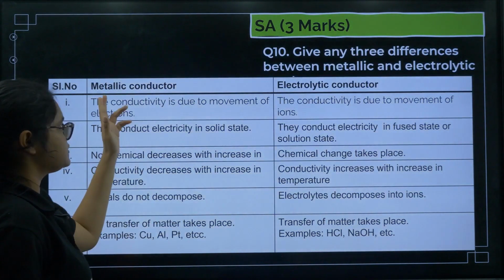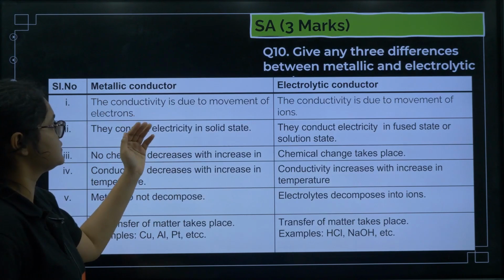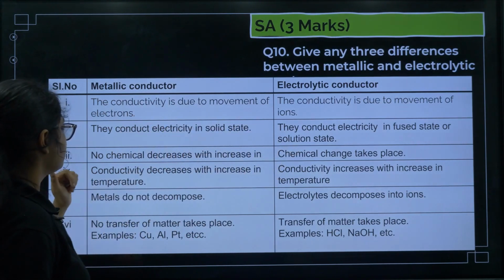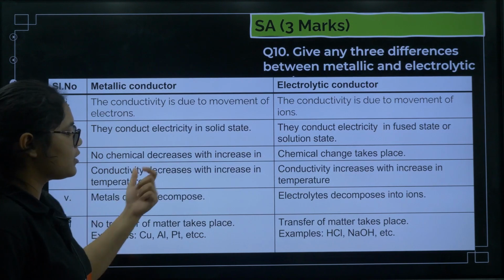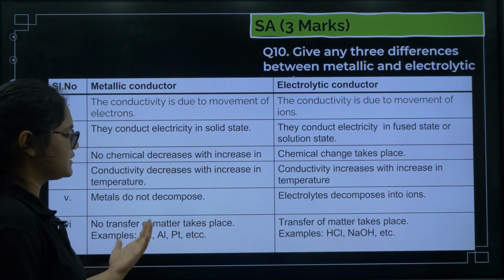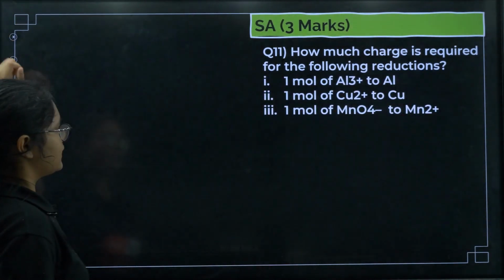So for example, here it is due to movement of electrons and here it is movement of ions. Next, metals conduct in the solid state, electrolytes conduct in the solution state. Metals do not decompose, electrolytes decompose. So there are so many points, you can just collect any 3.